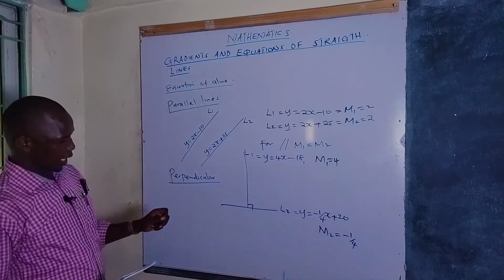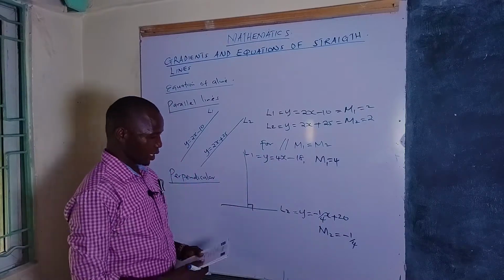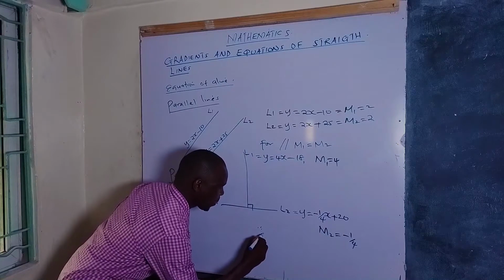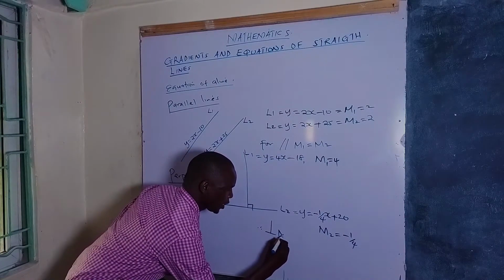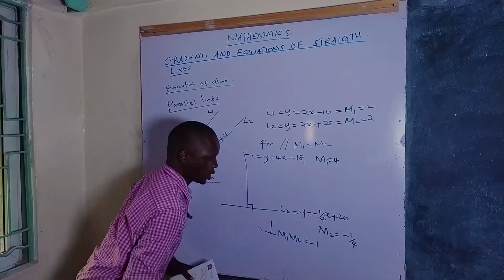For perpendicular lines, if you take the gradient of line 1 times the gradient of line 2, the product will always be equal to negative 1. That is to say, for perpendicular lines, the product of m1 times m2 will always give you negative 1.